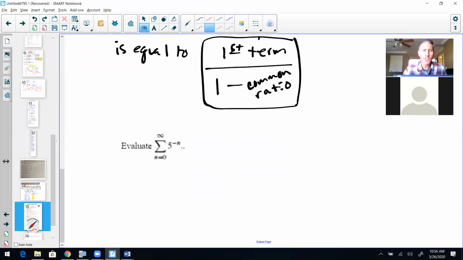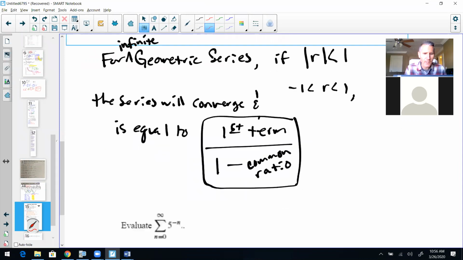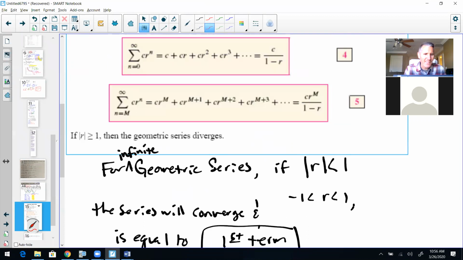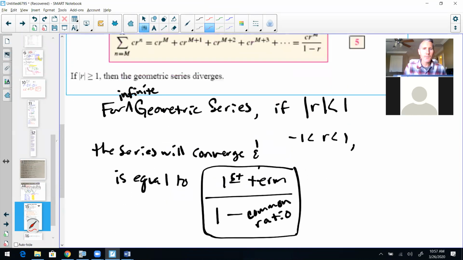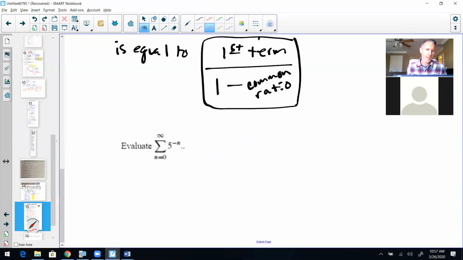A lot of times for geometric series, you're going to have to manipulate the series so that it looks how you want it to look. We want some constant times some value raised to the n power, or n plus 1 or something like that. That value raised to the n power is our common ratio. For this one, it's not raised to the n power, it's raised to the negative n power.